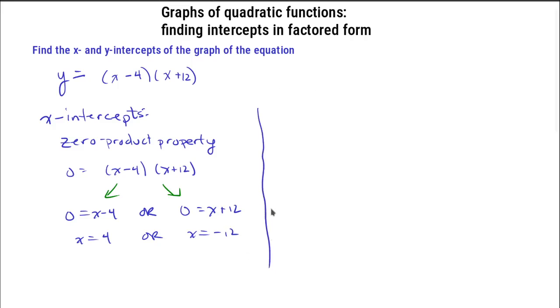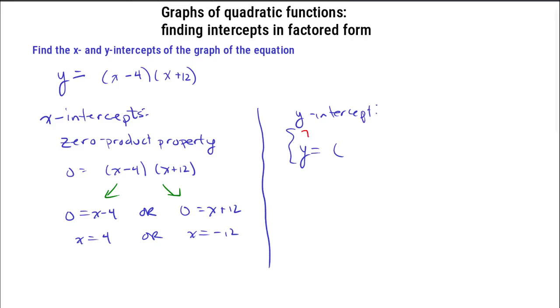What about the y-intercepts? Or actually, y-intercept, I should say. There's only one because it's a function. So for the y-intercept, this is where x equals 0. X-intercept is where y equals 0. Y-intercept is where x equals 0. So we're solving for y now. We're going to replace x by 0.